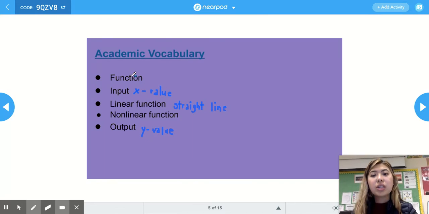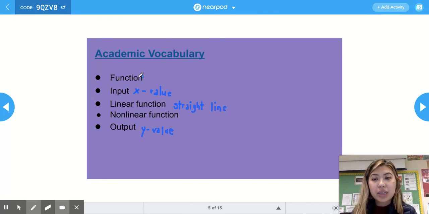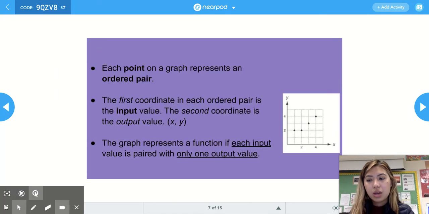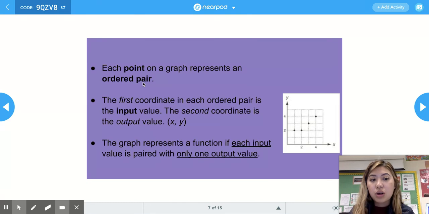To tell if something is a function, there has to be only one output, or one y value, for every input, every x value. Each point on a graph represents an ordered pair, also called a coordinate. The first coordinate in each ordered pair is the input value, so the x value is our input, and the second coordinate is the output value, or our y value. And the graph represents a function if each input value is paired with only one output value.